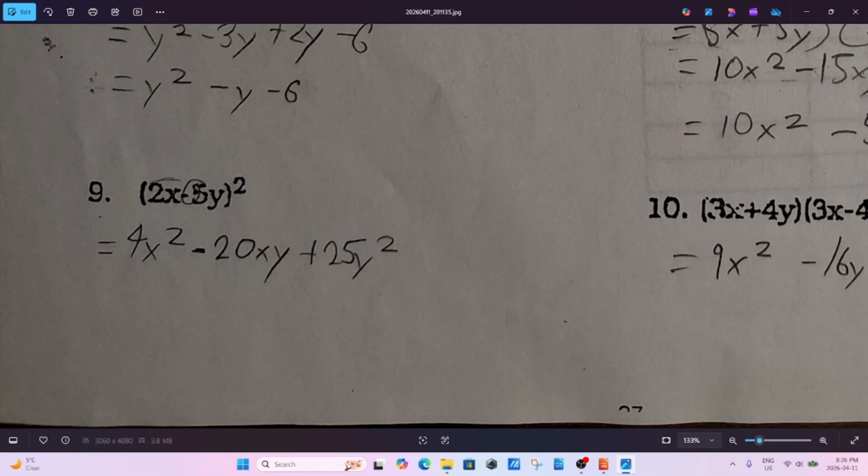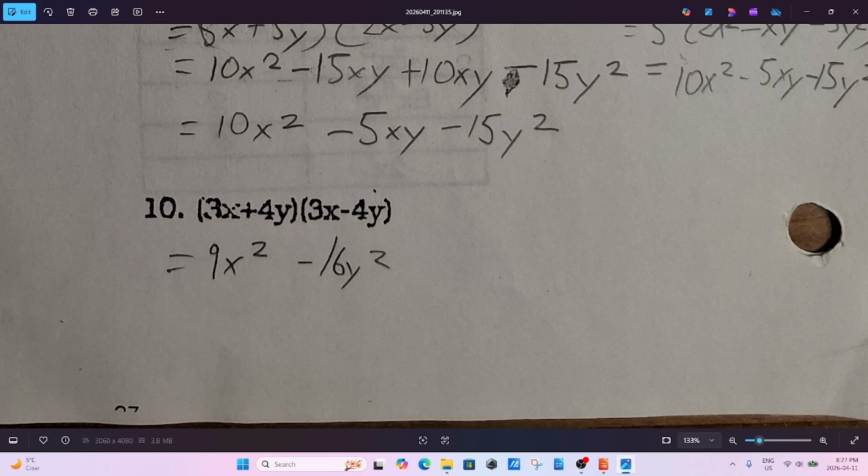Then we have 2x minus 5y squared, which is just 2x minus 5y times 2x minus 5y. So with the 2x times itself, you get 4x squared. And then you do the 2x times 5y, which gives you 10xy, and you times it by 2, you get 20xy, because there's two of the same thing happening, and it's a negative, so you get a negative 20xy. And then you have the 5y times 5y, which gives you 25y squared.